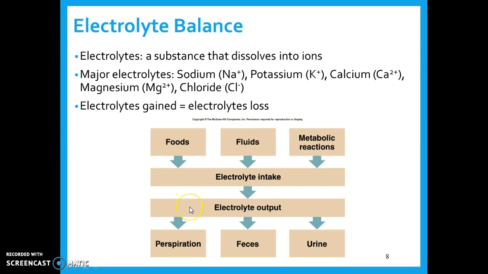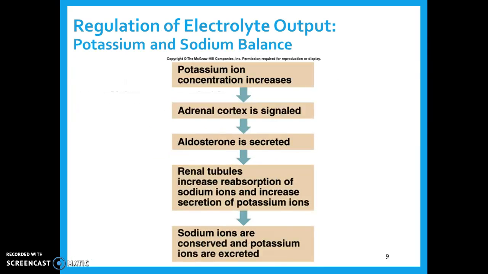So we can lose electrolytes through perspiration, so sweating. We can lose electrolytes through feces and urine as well. So those are ways that our body has of getting rid of those extra electrolytes that we don't need. So let's look at a couple examples of those.